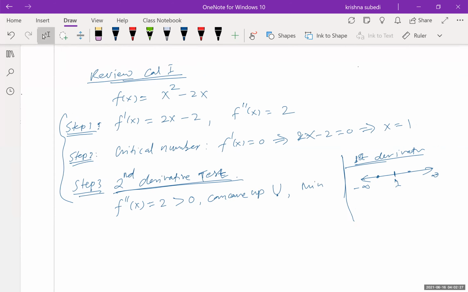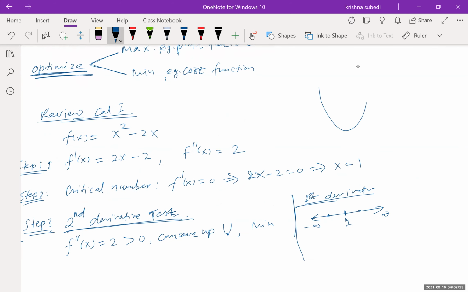What it means is if you draw a graph of this function, the graph looks like this, and at x equals 1, you'll have the minimum here. When x equals 1, your y value will be negative. This is 1 minus 2, so negative 1 is your y value. That's the minimum point. That's how we find it.